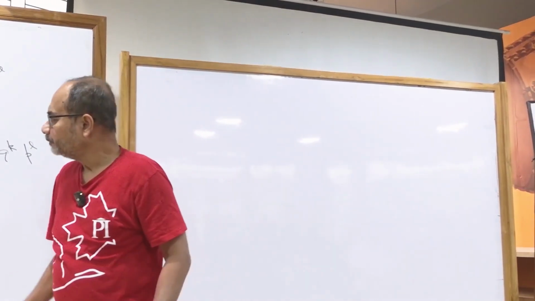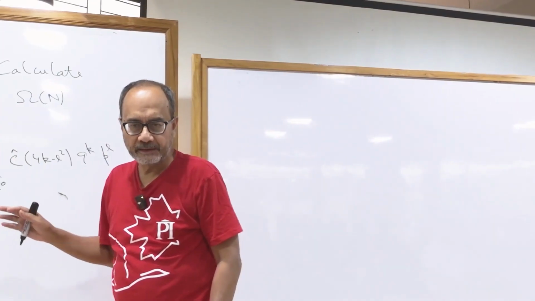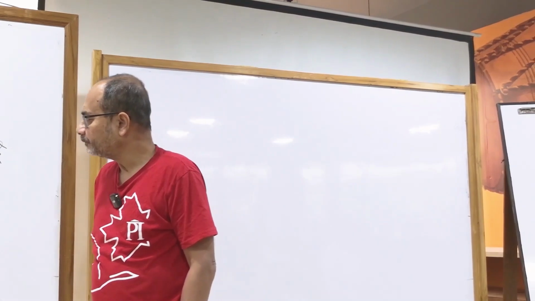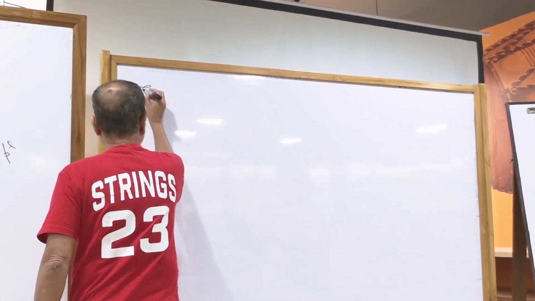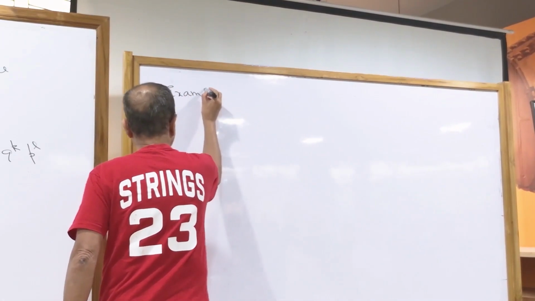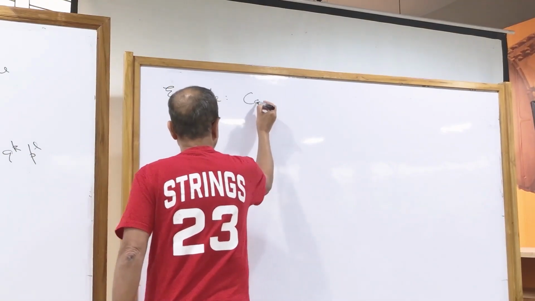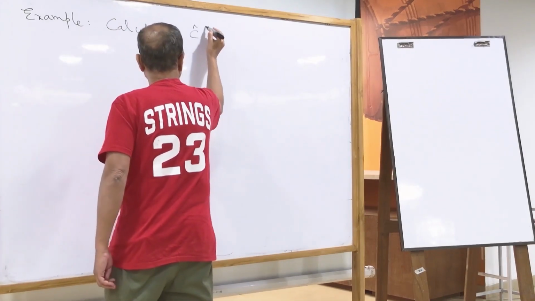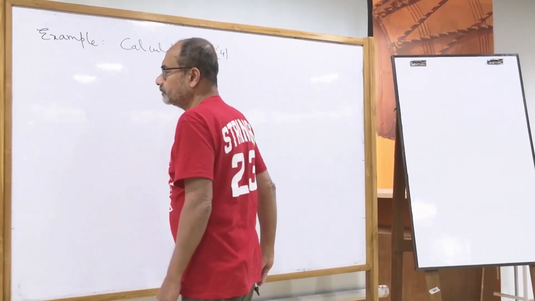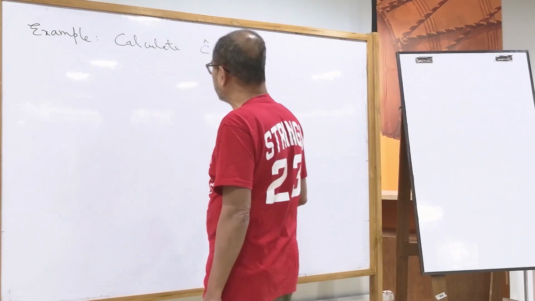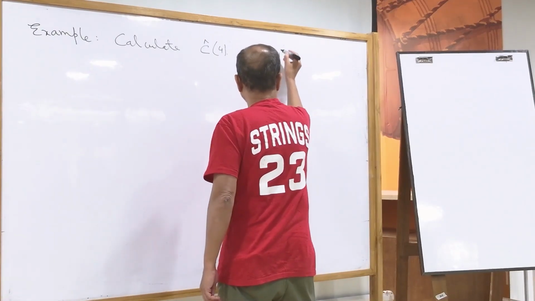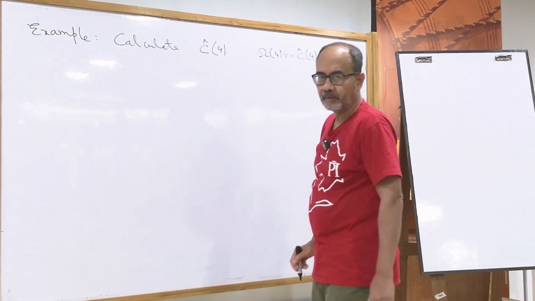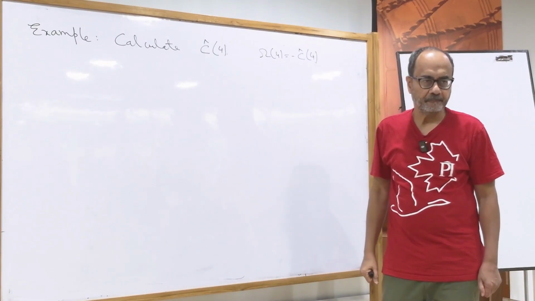So I'll just work out one example to show how it works, and then you can do other examples. So example, let's calculate, because then omega 4 will be given by minus C hat 4. That's the number of bosons minus fermions for this particular charge.